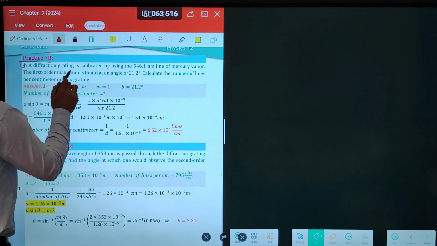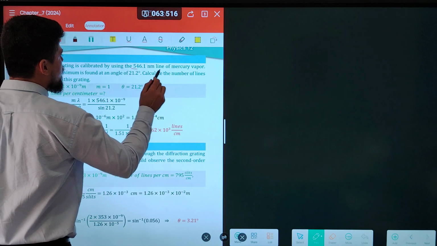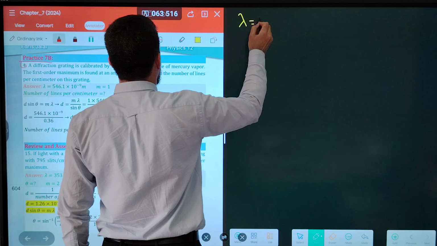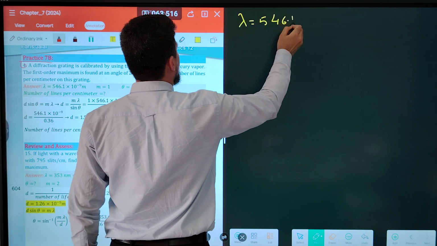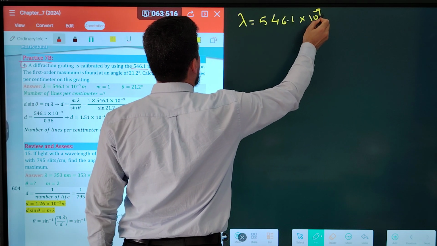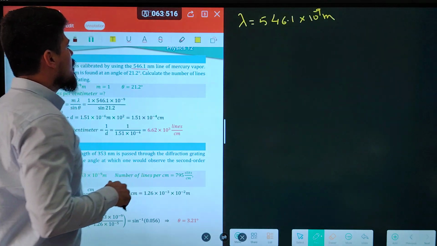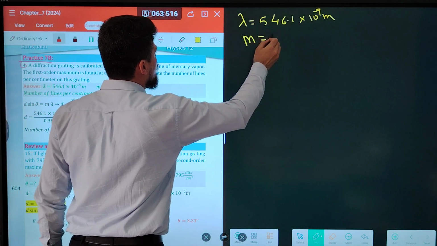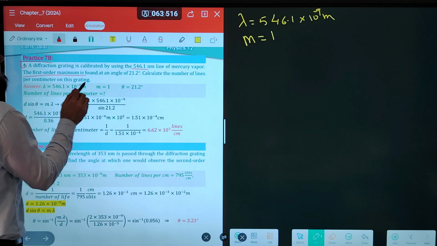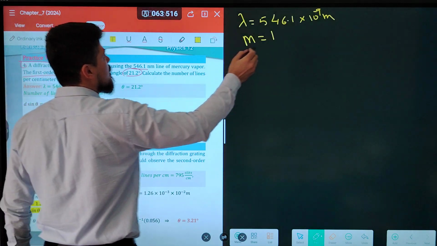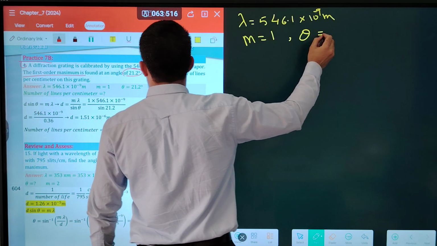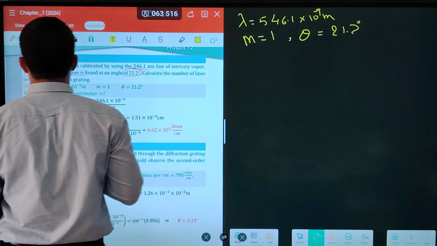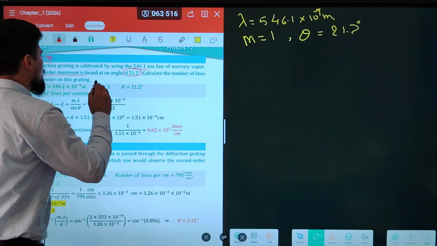Question 4. A diffraction grating is calibrated by using the 546.1 nanometer, wavelength is equal to 546.1 times 10 to the power negative 9 meter, line of mercury vapor. The first order maximum, M is equal to 1, is found at this angle. Theta is equal to what? 21.2 degrees. Calculate the number of lines per centimeter on this grating.